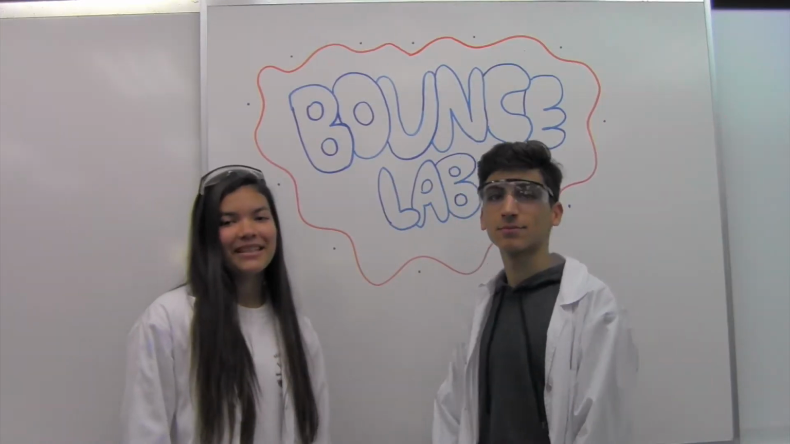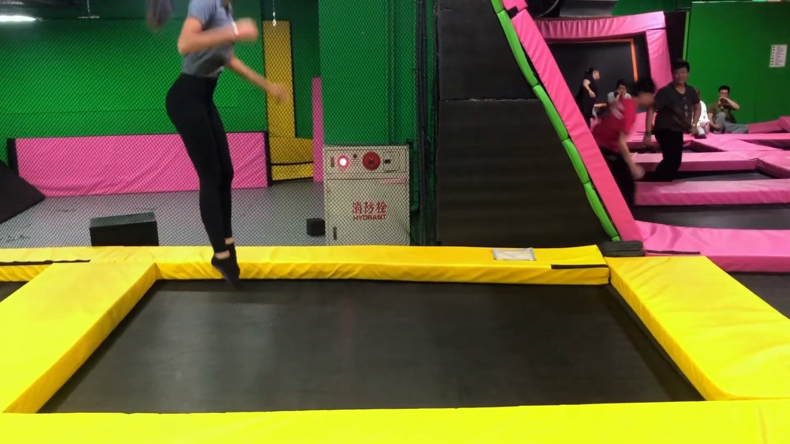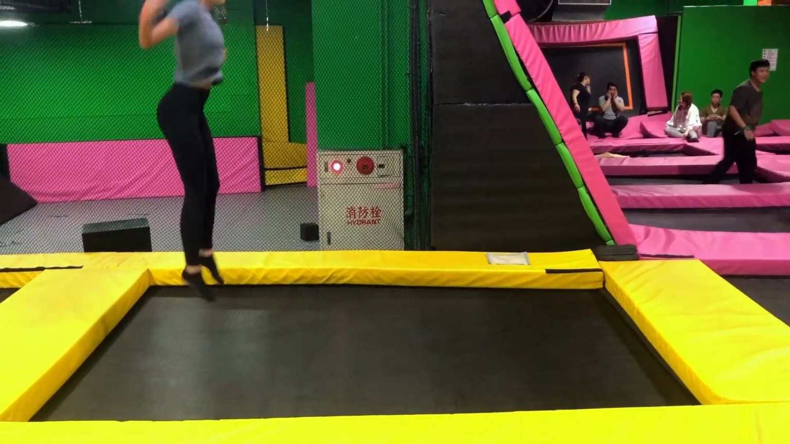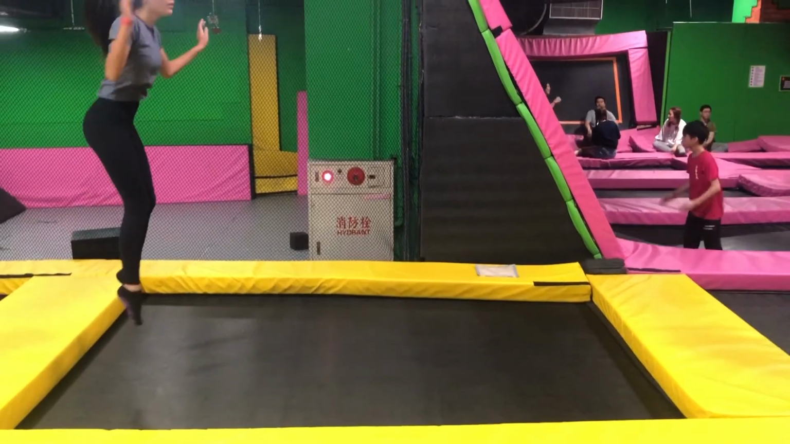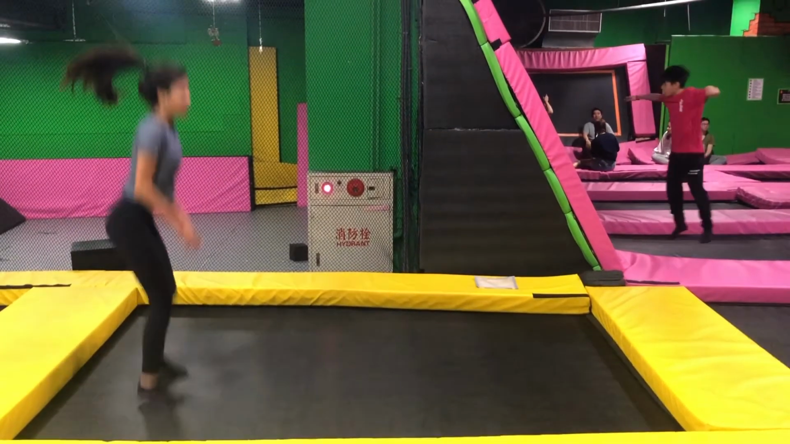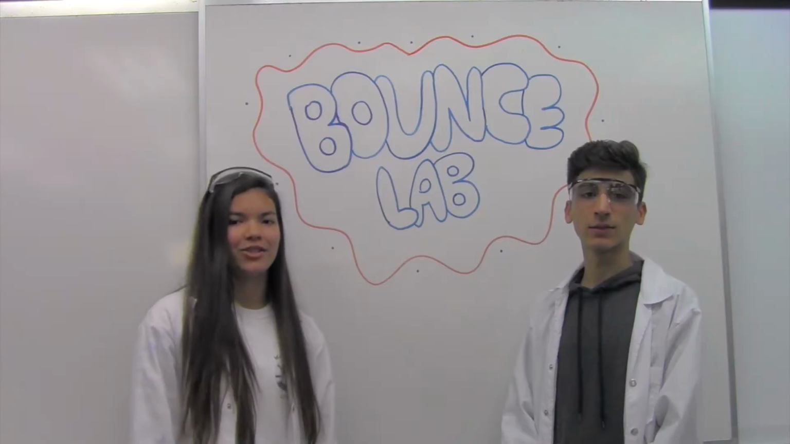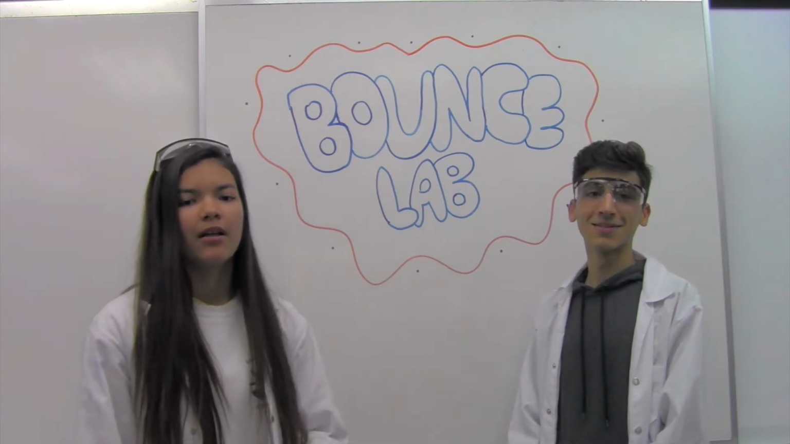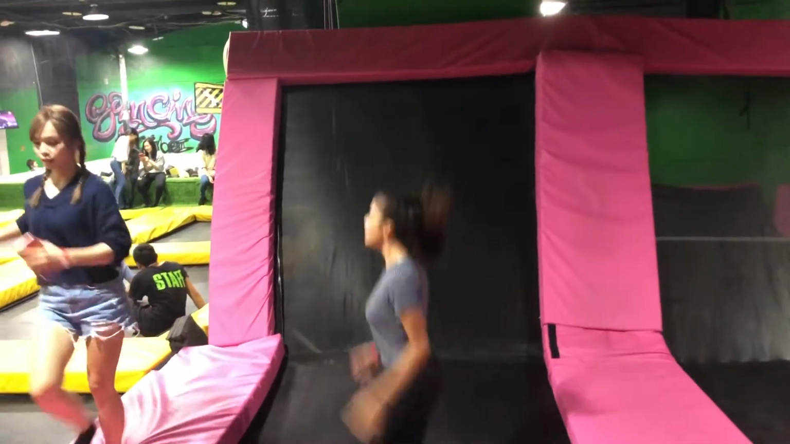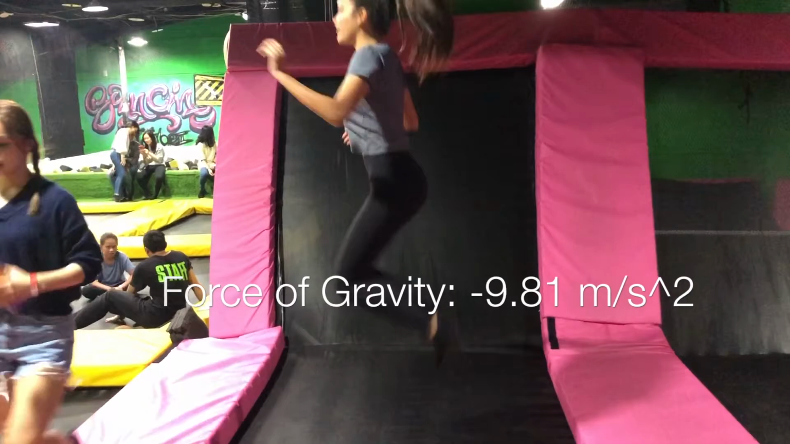When you jump on a trampoline, you exert an upward velocity and propel yourself upwards, therefore increasing your height. Then you stop momentarily at the peak, then change direction and begin to fall due to the gravitational force. This is called free fall. While I'm going down, the force that pulls me down is negative 9.81 meters per second squared.